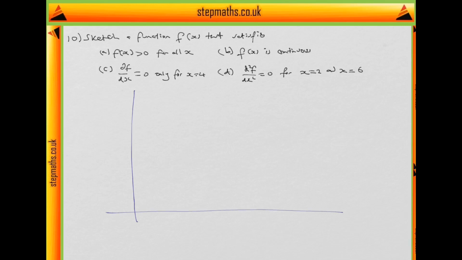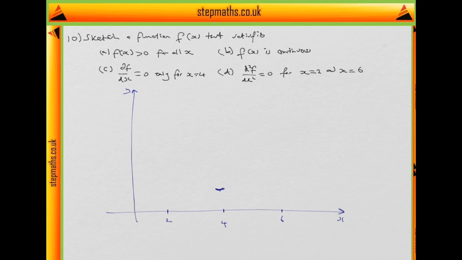So if we have our x and y axes here, what we do is we mark on our points. So we're concerned clearly with x equals 2, 4, and 6. So we're told that df by dx is 0 only for x equals 4. So we have a stationary point at x equals 4, but only at x equals 4. And because f of x is greater than 0 for all x, we must have that this is a minimum. So we can mark that on. So let's mark on a minimum at x equals 4. So there's going to be a stationary point there.